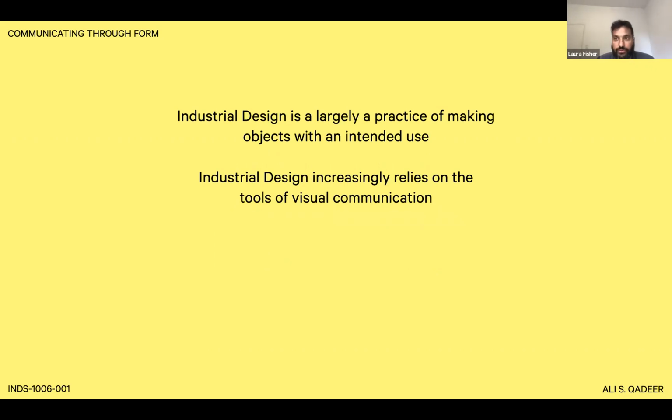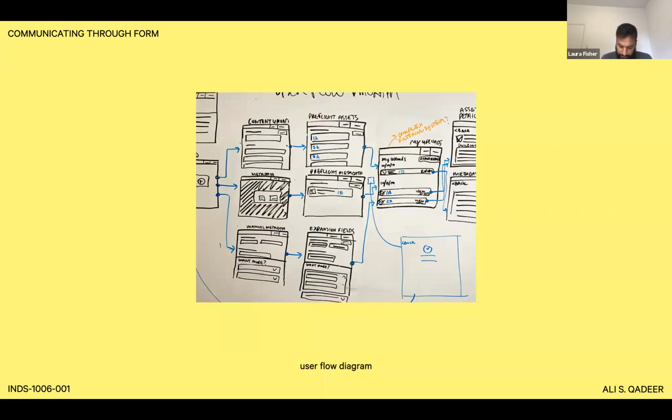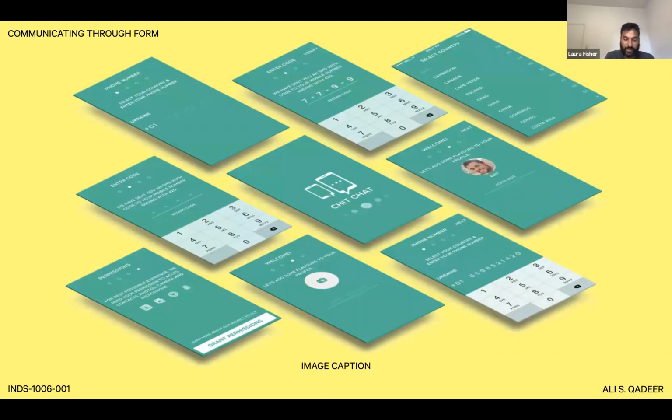The second reason why this course matters is that industrial design increasingly relies on the tools of visual communication. Industrial designers work closely with systems design and interface design, taking on roles that have historically been thought of as graphic design. This is a user flow diagram. This is an early prototype sketch for a digital interface. These are example application screens. The language of interaction is just as important here as it is in the language of interaction of a physical tool.